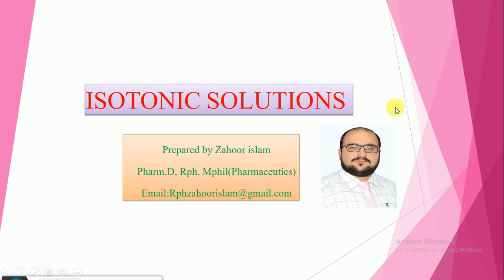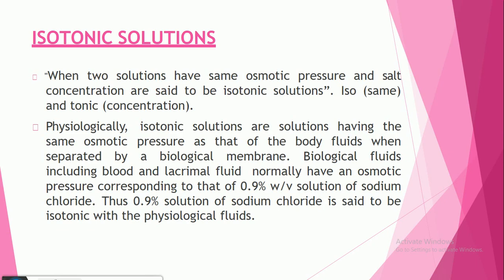So an isotonic solution can be defined as when two solutions having the same osmotic pressure and salt concentration are said to be isotonic solutions. Iso means same and tonic means concentration. Suppose we have two solutions having the same osmotic pressure and the same salt concentration, meaning the solute and solvent are present in equal amounts, so we can say it is an isotonic solution. Iso means same and tonic means concentration, the same concentration present on both sides.